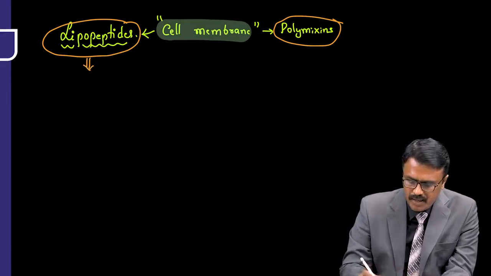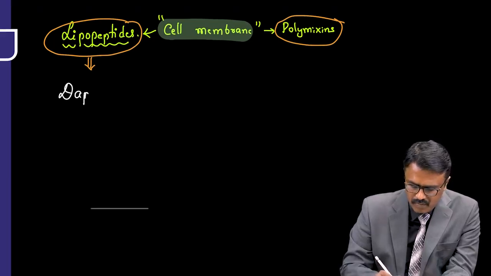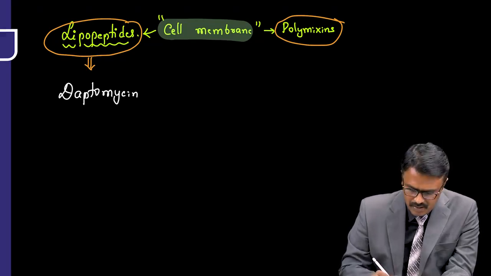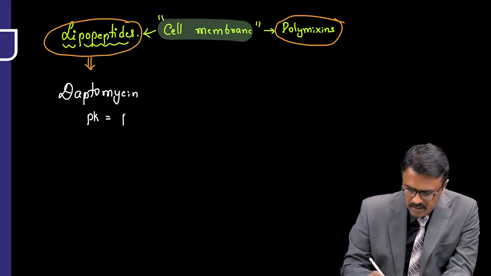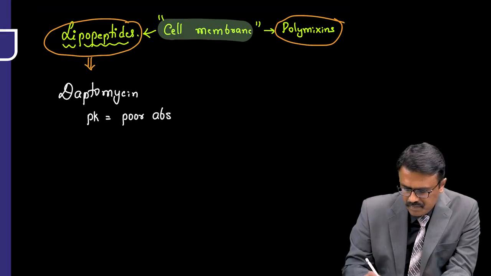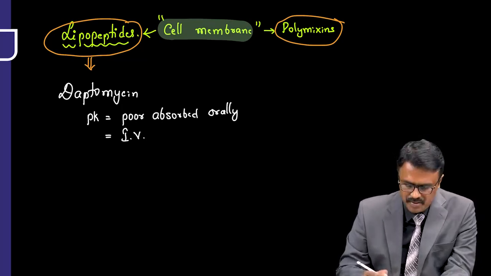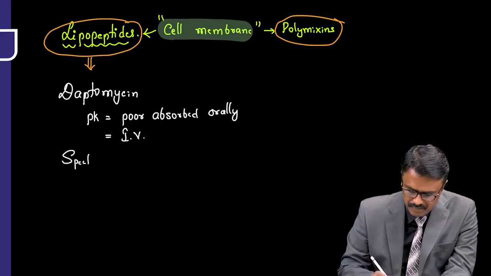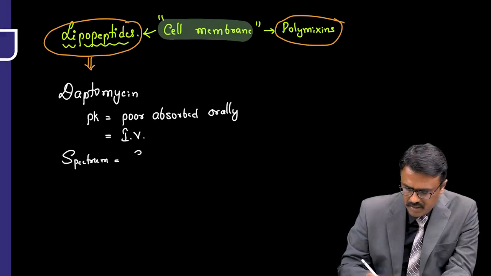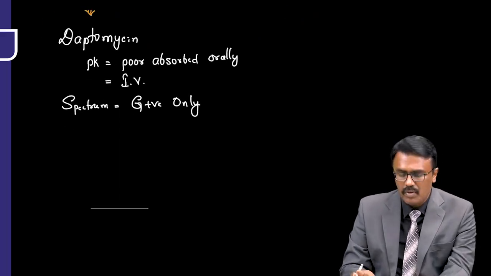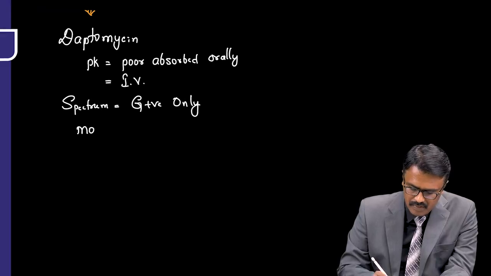In lipopeptides, what we have is the drug by the name daptomycin. Now, daptomycin pharmacokinetics: it is poorly absorbed when we give it orally. So it is given as IV injection, because of poor absorption. So what is the spectrum? The spectrum of activity is on gram positive only. Again, a potential question: will it work on gram negative? Never. No.